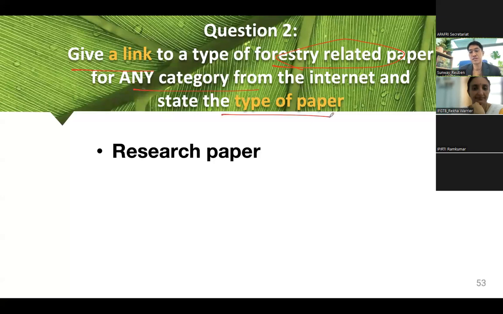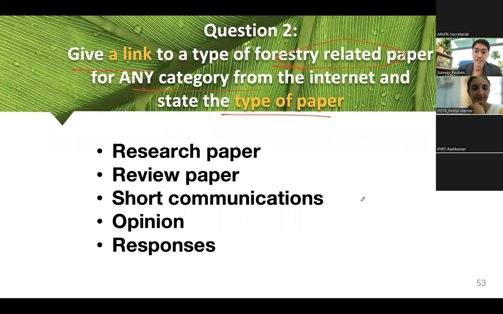So for example, if you found a paper, I want you to categorize it, whether it's a short communication or an opinion, and then give me the link. That's also part of your homework. And I'll give you the 3rd question later at the end of the lecture.